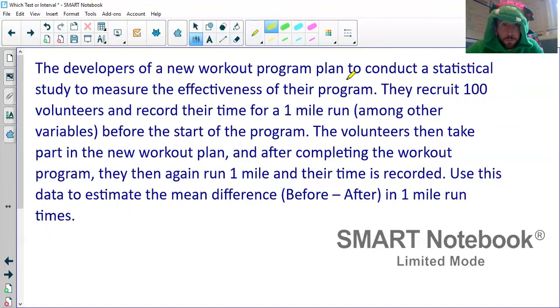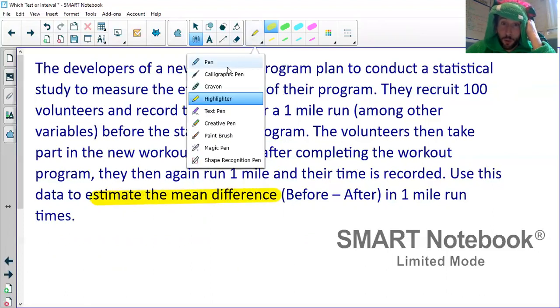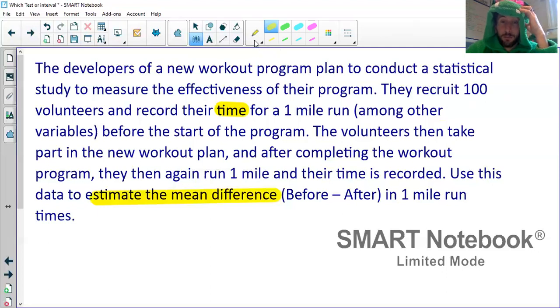So we've got 100 volunteers. They get their time. So this is going to be quantitative data, right? An amount of time for a 1-mile run. They do that at the start of some workout plan, and then they also do it after, using this new workout plan. So we've got a before and after situation. Run the mile before, run the mile again after. We want to estimate the mean difference after a 1-mile run. So still, we should have T in our mind because we're talking means.